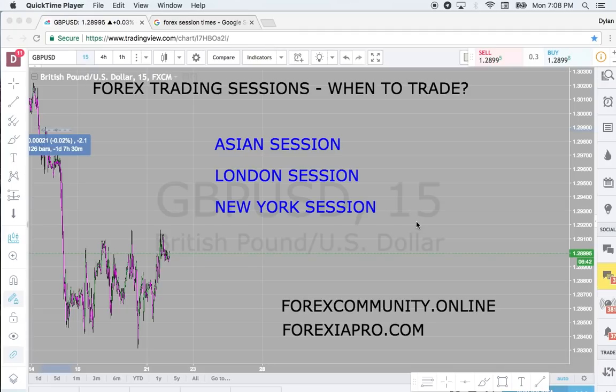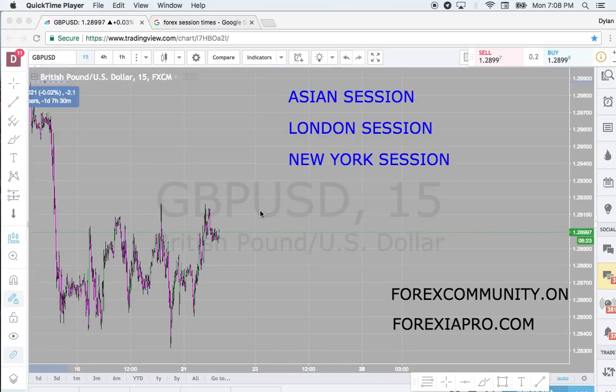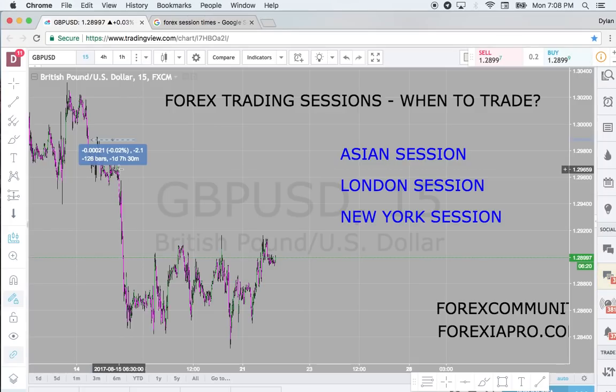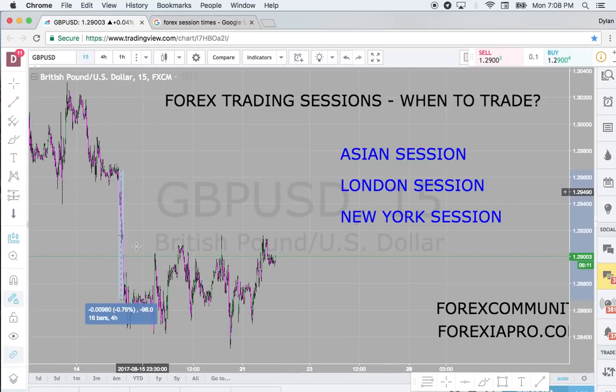Now, specifically today, I want to focus on these three sessions and why people are coming to me and saying, Dylan, I just can't seem to get in a trade at the right time. Because take for example, here we have GBP USD. This 100 pip move happened in 4 hours. If you weren't paying attention within an hour of that move happening, you would have missed most of that move. So that's why timing is so very important.